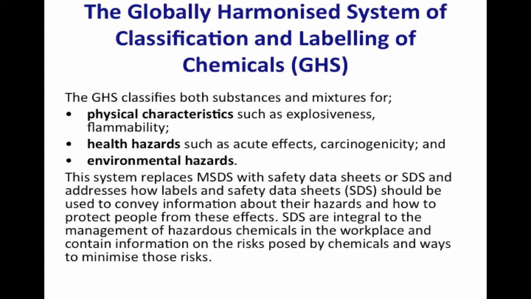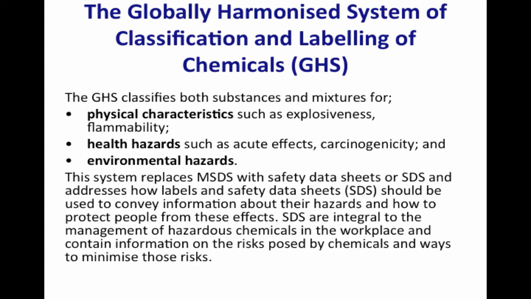Until recently, Australian hazard classifications have been based on a document entitled The Approved Criteria for Classifying Hazardous Substances. This was first published by the National Occupational Health and Safety Commission, or NOHSC, in 1999, and then was updated in 2004, and it can be accessed through Safe Work Australia. Under the model work health and safety legislation, this has been replaced by the Globally Harmonised System of Classification and Labelling of Chemicals, or the GHS.